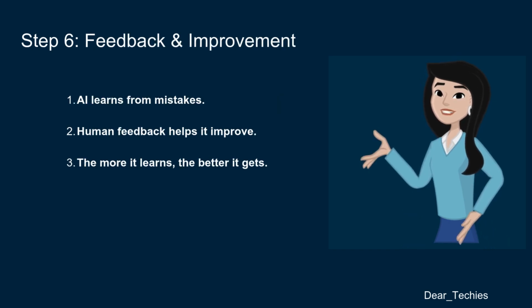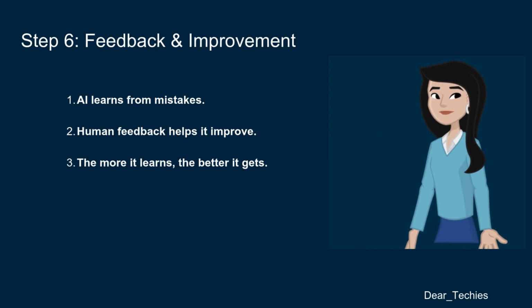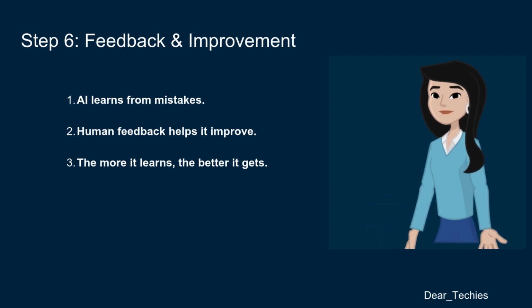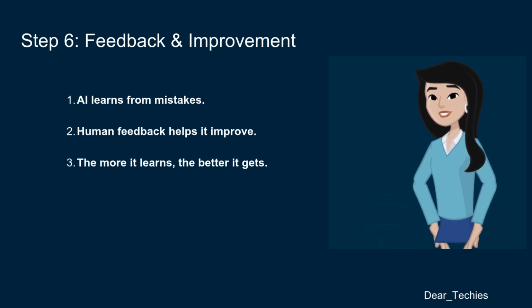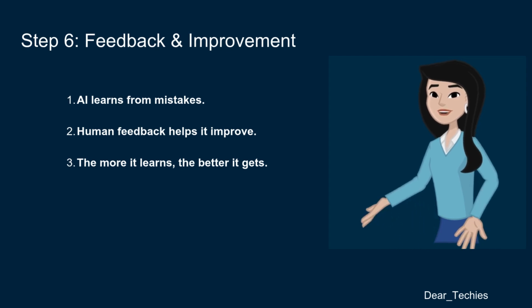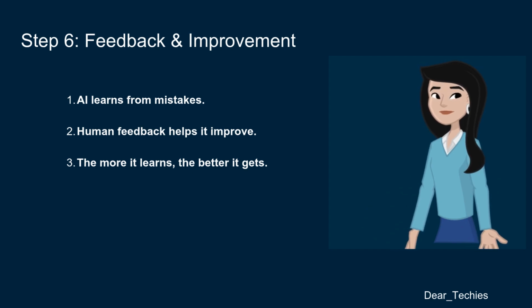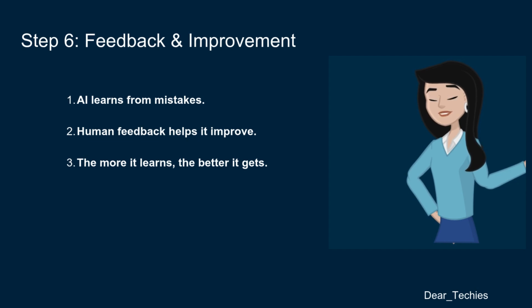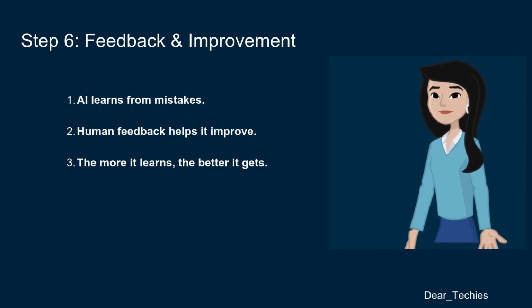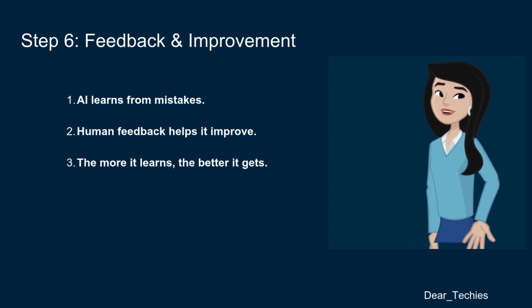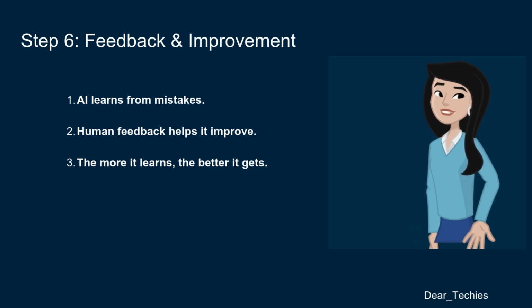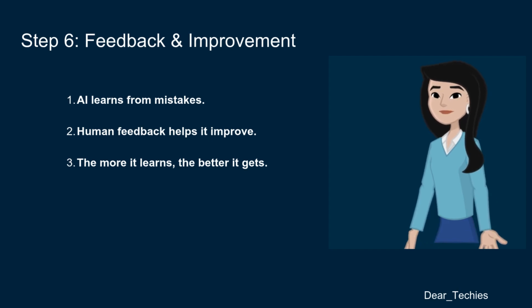The final step is feedback and improvement. AI continues to learn even after deployment. If it makes a mistake, it can be corrected. And that correction helps it improve. Just like humans, AI learns more by practicing and getting feedback again and again. This cycle of learning, testing, and improving makes AI smarter with time. This is what we call the machine learning loop.